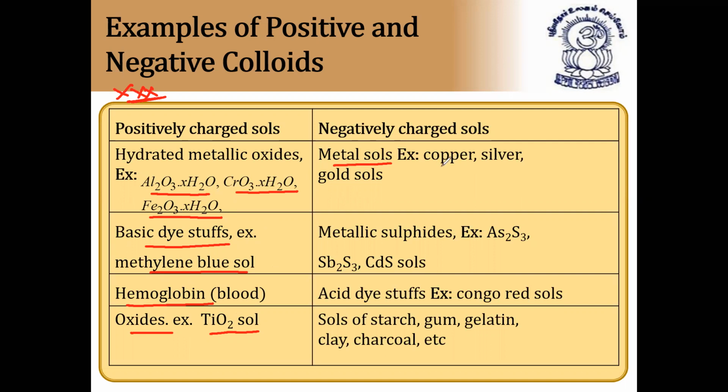Metal salts: generally, metal salts you will think are positive, but here they are negatively charged due to the formation of zeta potential. Copper, silver, gold salts are examples of negatively charged salts. Individual metallic salts are negatively charged. Metallic sulfides, as we already discussed, like arsenic sulfide, antimony sulfide, cadmium sulfide are usually negatively charged because of the adsorption of sulfide ions on them.